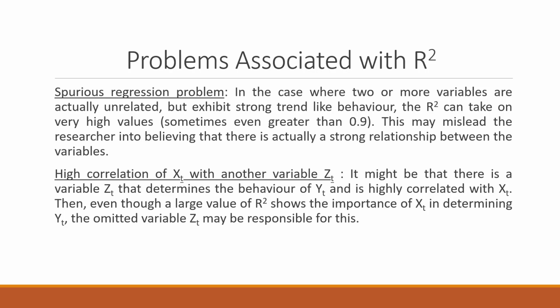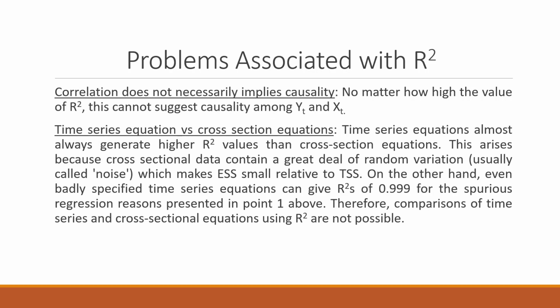The high correlation of xt with another variable zt. It might be possible that there is zt which determines the behavior of yt and is highly correlated with xt, but we have not included it in this equation, but still R square is high. Correlation does not necessarily imply causality. No matter how high the value of R square, this does not suggest that there is a causality.